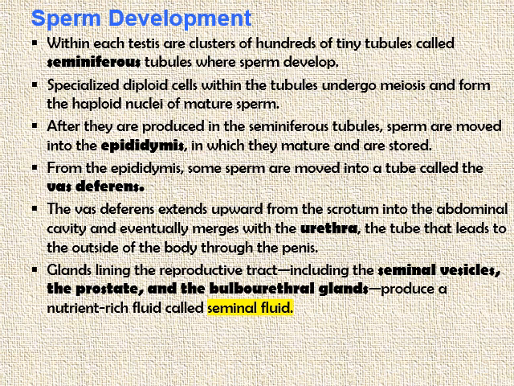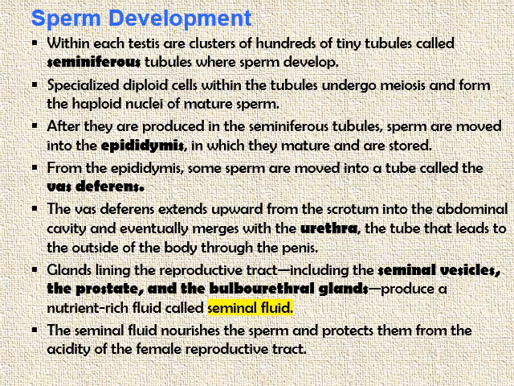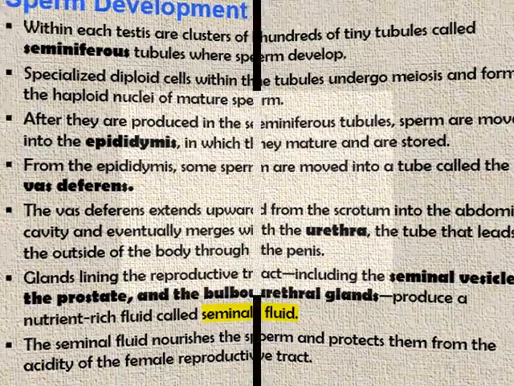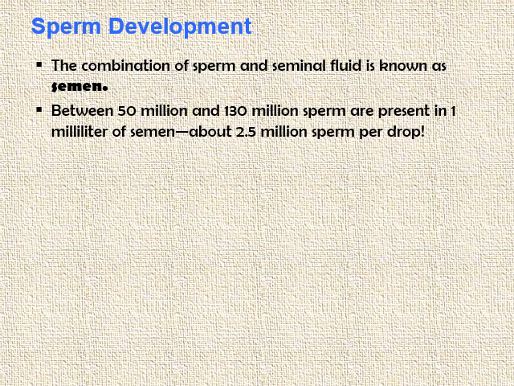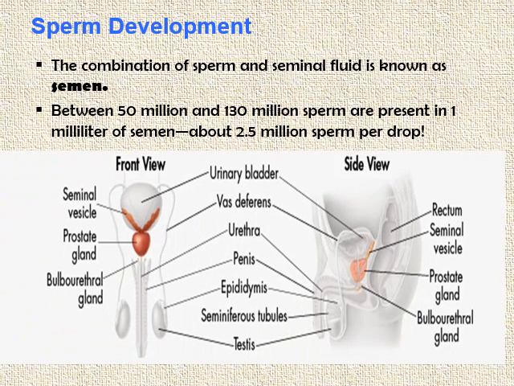Glands lining the reproductive tract, including the seminal vesicles, the prostate, and the bulbourethral glands, produce nutrient-rich fluid called seminal fluid. This seminal fluid nourishes the sperm and protects them from the acidity of the female reproductive tract. The combination of sperm and seminal fluid is known as semen. Between 50 million and 130 million sperm are present in 1 milliliter of semen, about 2.5 million sperm per drop.